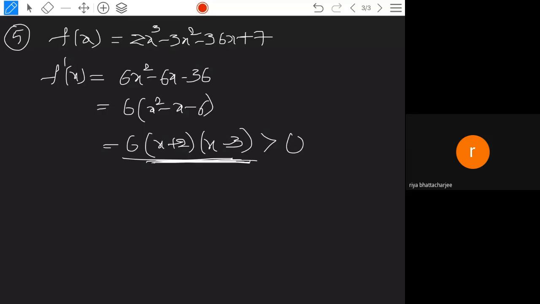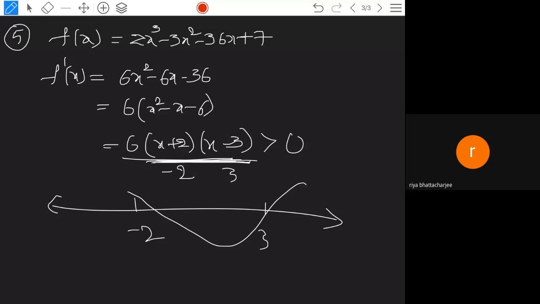So simply you have to take the number line, and the zeros of this one are minus 2 and 3. So here you take the minus 2 and here you take the plus 3, and you draw the graph like this. So here it is positive, negative, positive. So in which interval is it greater than 0?